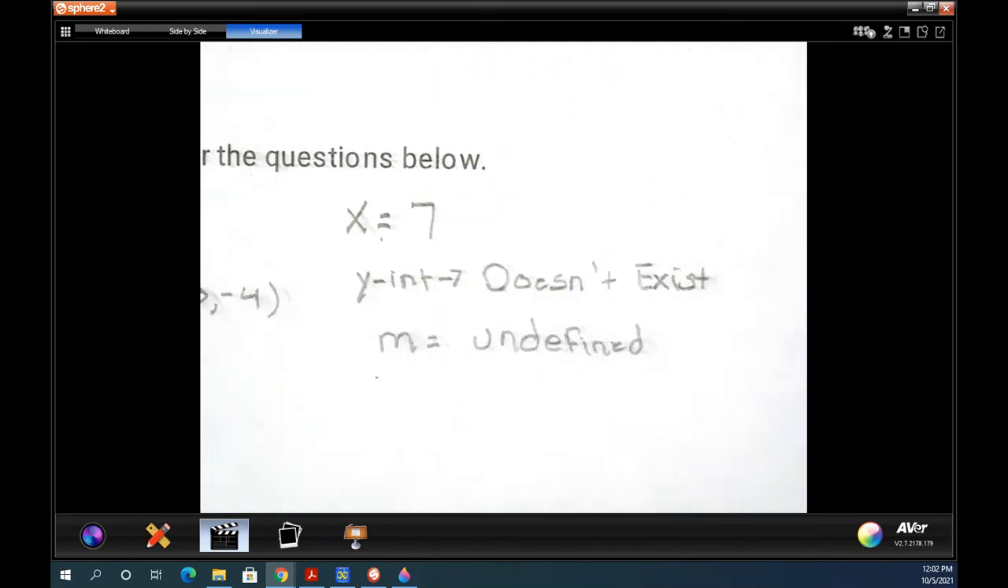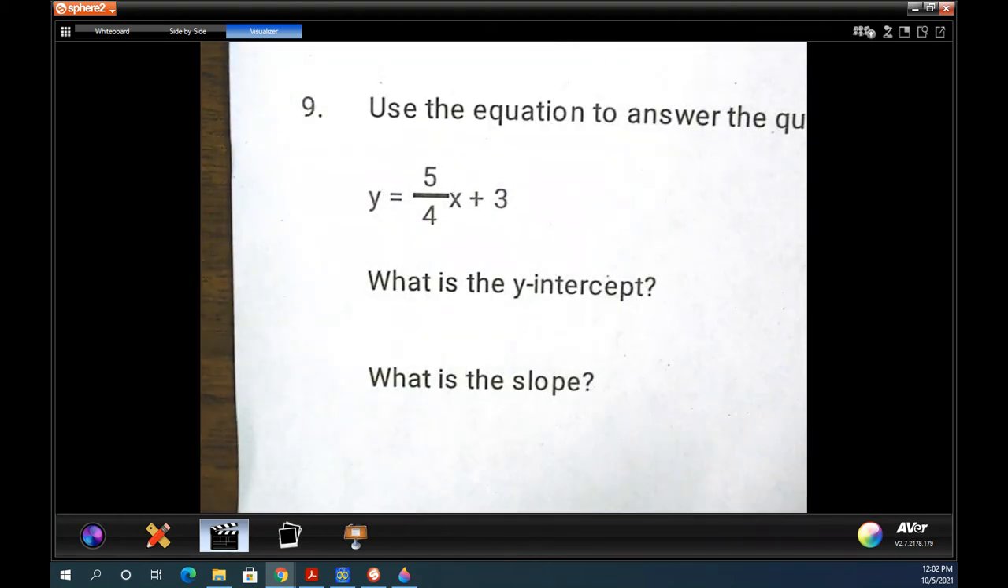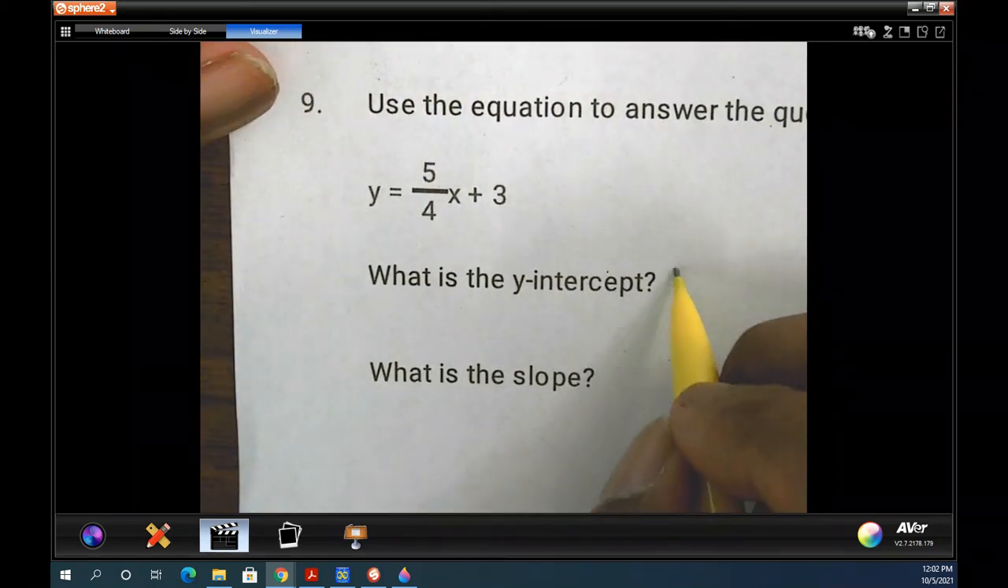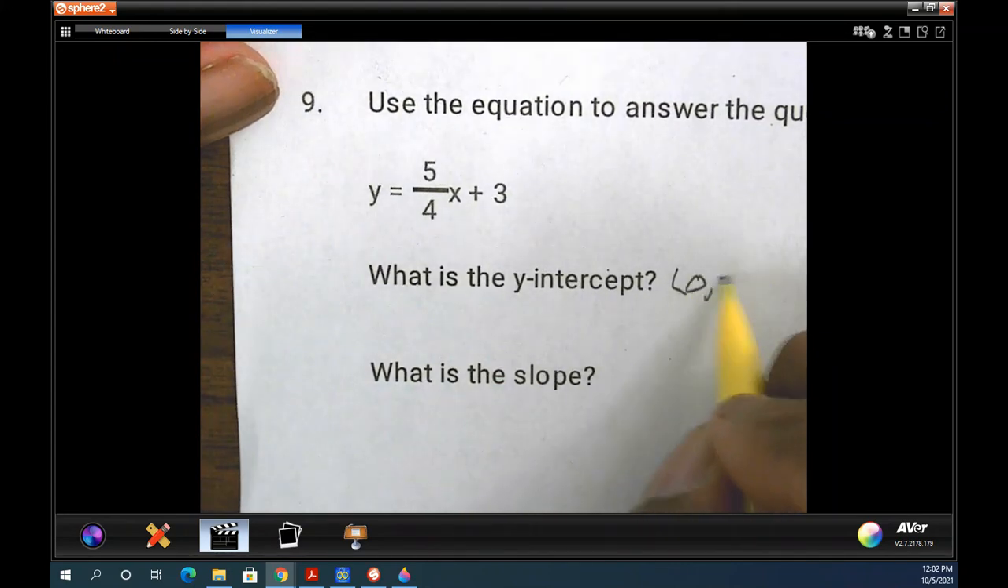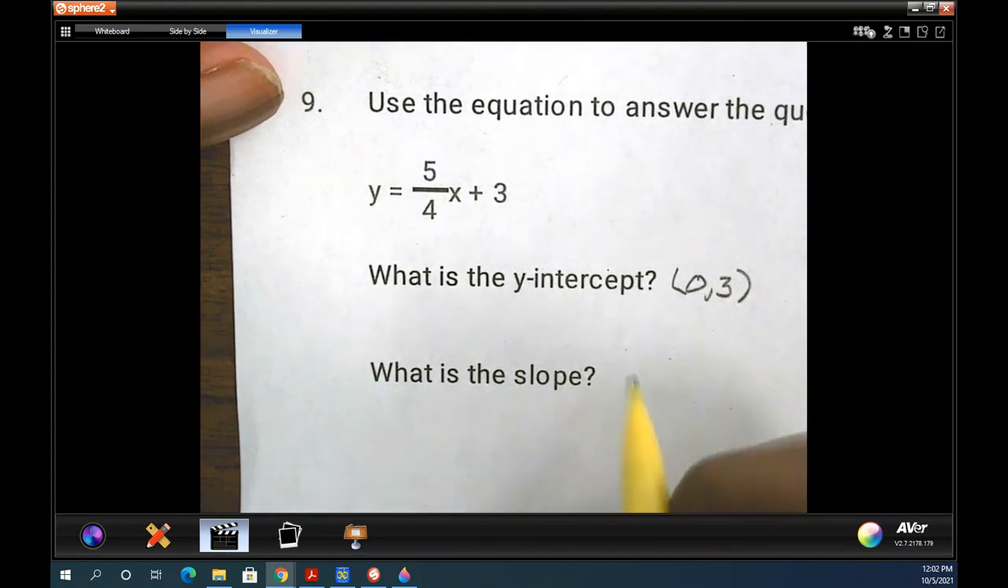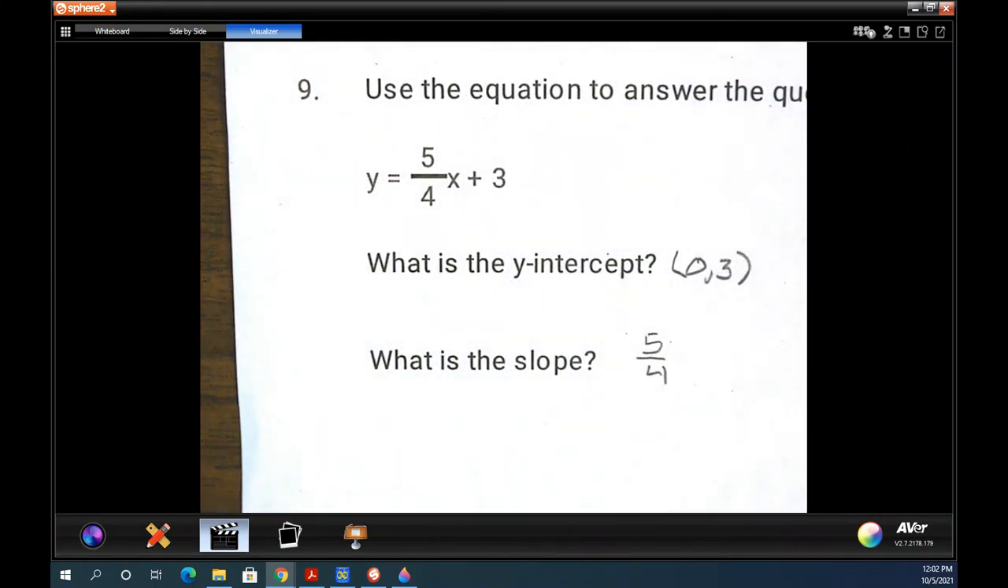All right, last one. Number 9. See if you can get number 9. Okay. What was the y-intercept for number 9? 0, 3. What is the slope? 5/4. In that assignment I'm giving you, those are the 3 things that you're covering.